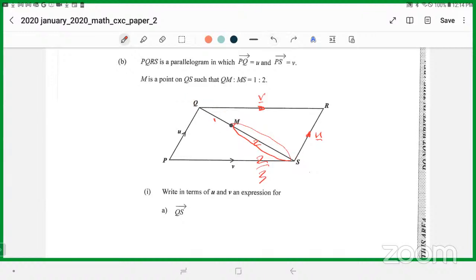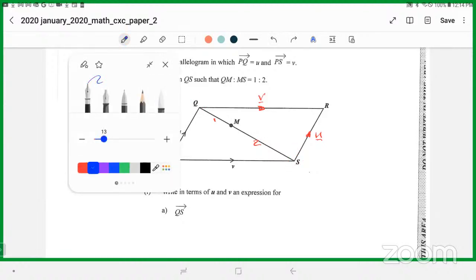Right? And naturally, the question is going to ask for the vector down here, QS. And then we're going to have to either use this piece, which is 1/3 of QS, or this piece, which is 2/3 of QS. That's what the questions always are. See, first the mark is QS, the vector QS. All right? So we can look at the diagram and see how we go from Q to S.